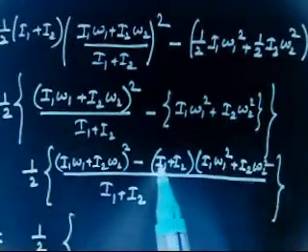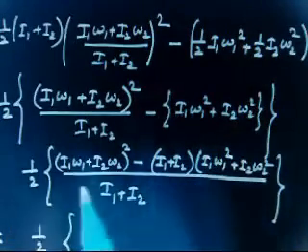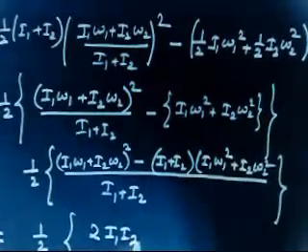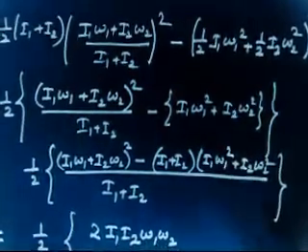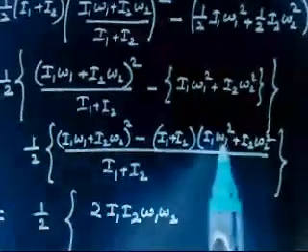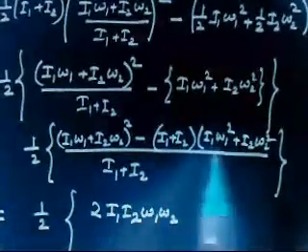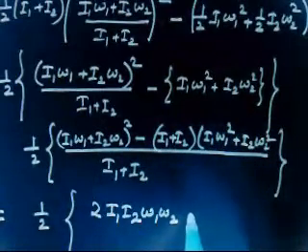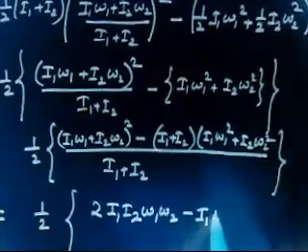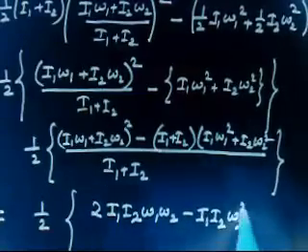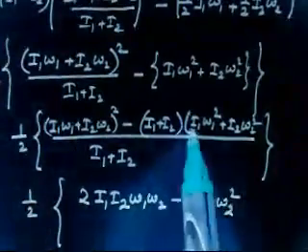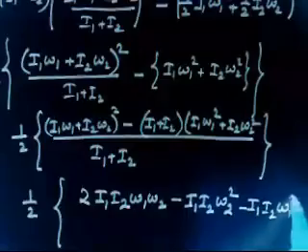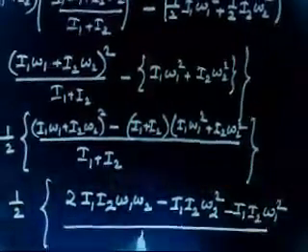This term will be cancelled. I1 into omega 1, so this term will be cancelled. Here we will have 2 I1 I2 omega 1 omega 2. Rest of the term will be cancelled. And here we will have, so there will be 4 terms. 2 terms get cancelled. So we will have I1 I2 omega 2 square, so minus I1 I2 omega 2 square. This is one term. Then another term we will have I1 I2 omega 1 square. This divided by I1 plus I2.